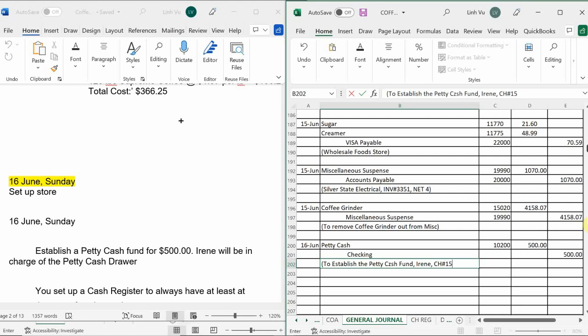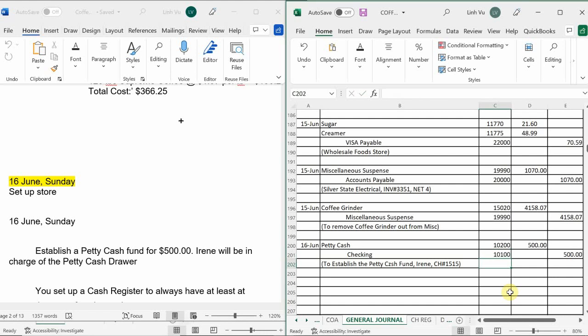Okay. So if Irene decides to take the $500 and run away with it, we know it's her because we wrote the check out to her name, and her responsibility was to fill in the money for the petty cash. So if she runs away with it, we know exactly who was in charge. It was Irene. Okay. Checking was 10,100. Okay, for $500.